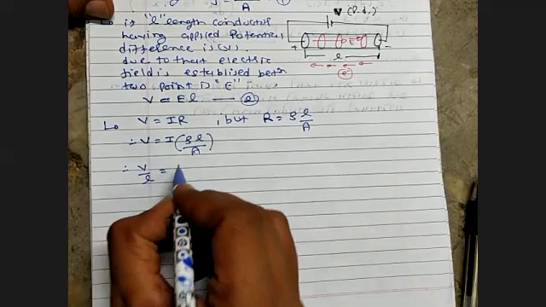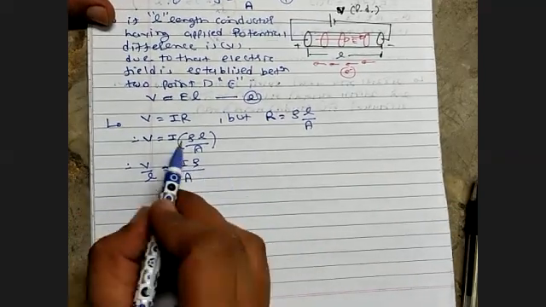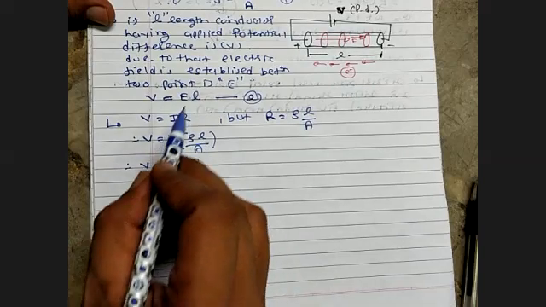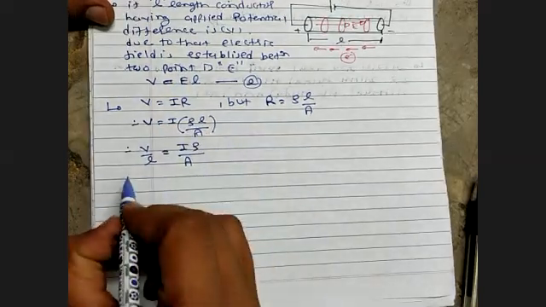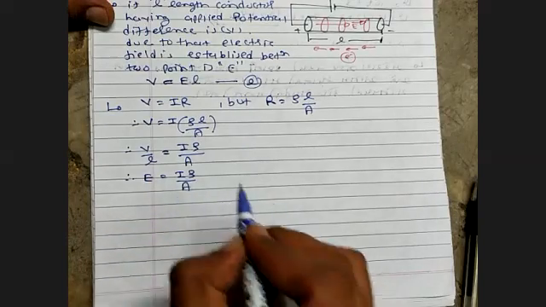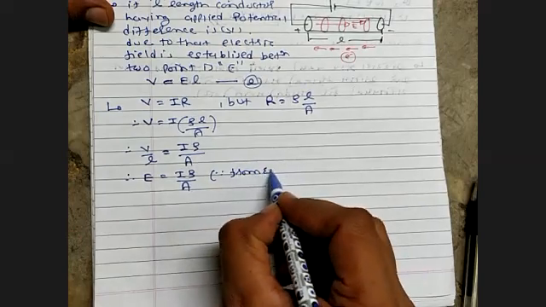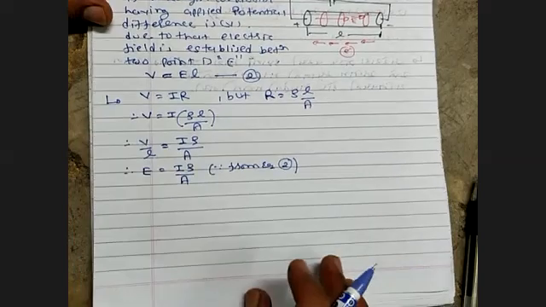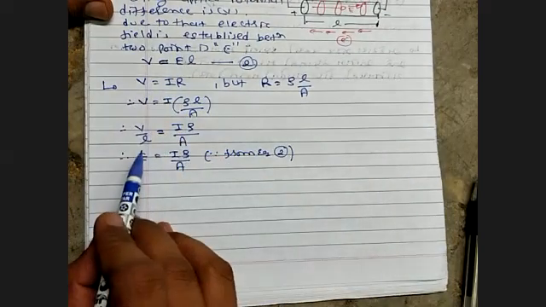Therefore, V upon L is equal to I rho upon A. L is on the denominator side, so V upon L is the electric field. Therefore, E is equal to I rho upon A, from equation number 2, where V upon L is equal to E.